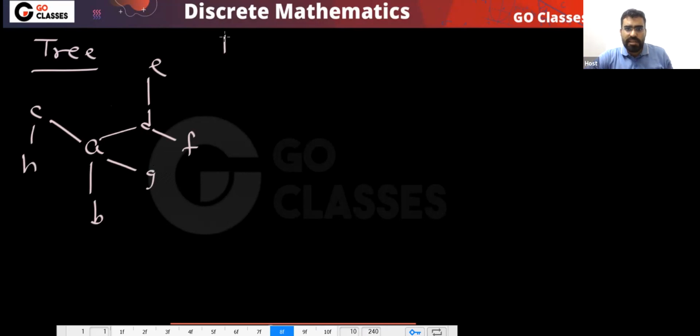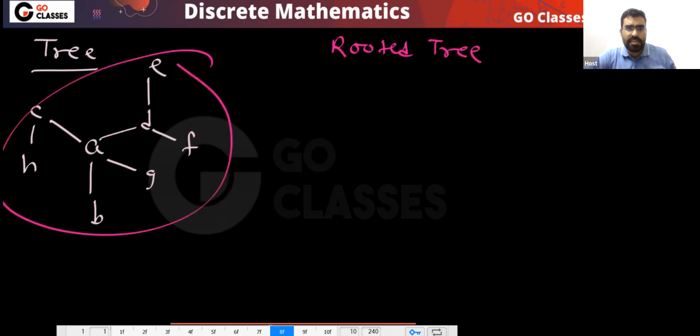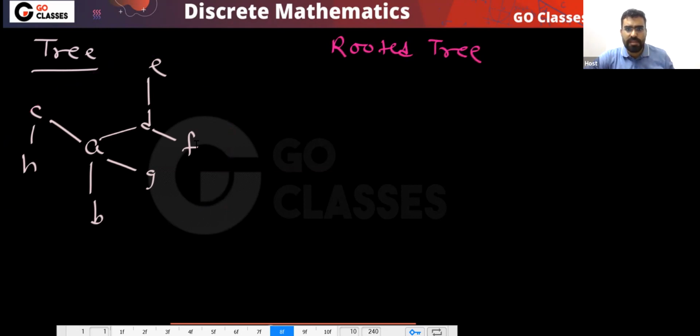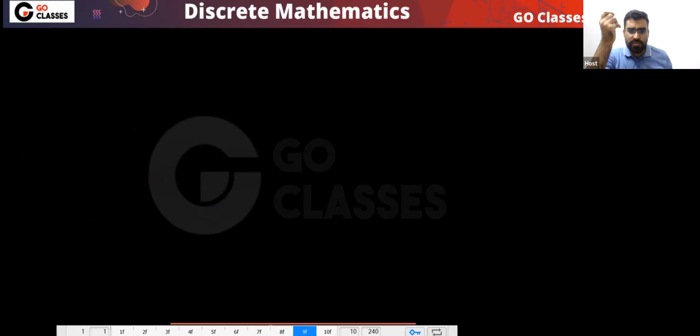Now how can I convert this tree to a rooted tree? This is what I want to do. Tell me, in this tree, what are the intermediate nodes? There is no intermediate node. In a tree we don't have this concept. So this you already know.